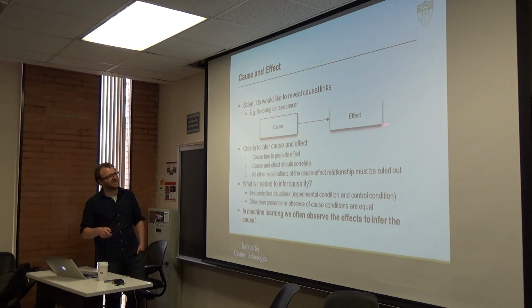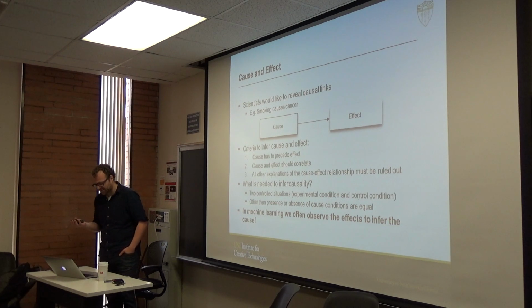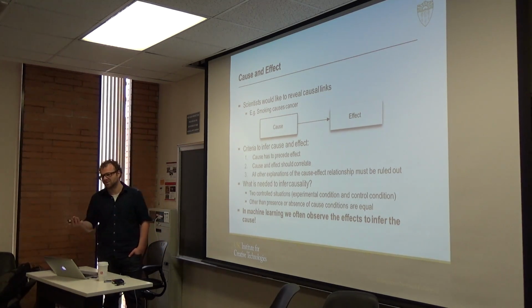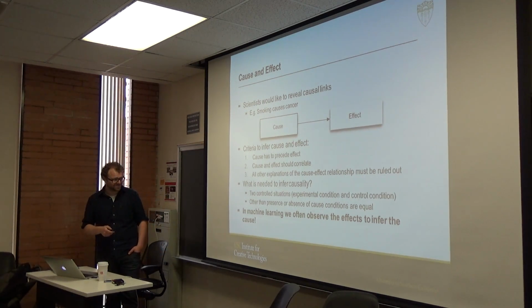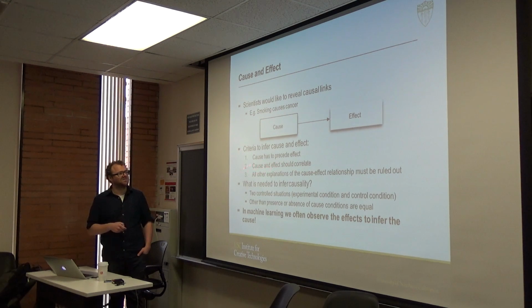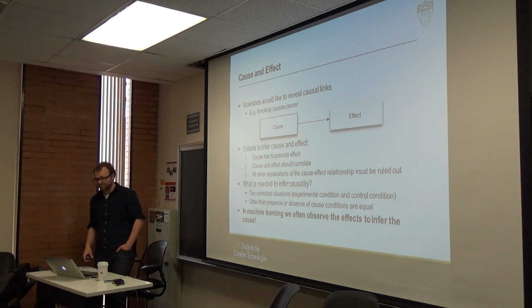We scientists always want to understand cause and effect relationships, and so there are a couple of important prerequisites. A cause has to precede the effect. The effect cannot come before the cause, because obviously that temporal relationship is a bit difficult to explain. Cause and effect should be correlated, but not just correlated, and you need to make sure that all other explanations of the cause and effect relationships must be ruled out.